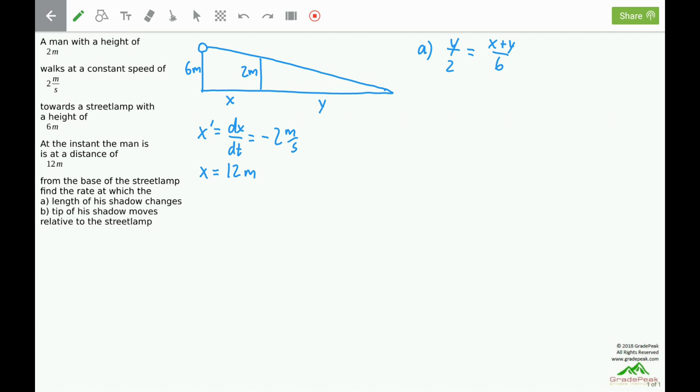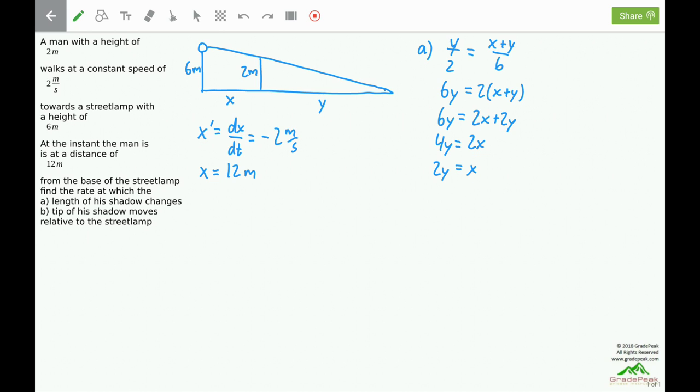Let's cross multiply. Multiply both sides by 6, so the 6 comes up to the left side. Multiply both sides by 2, so the 2 comes up to the right side. And this is also true. And we can distribute the 2 in, so we have 6y equals 2x plus 2y. We can subtract 2y from both sides, so we have 4y equals 2x. And we can even divide both sides by 2, so that we have 2y equals x. There's our simplified version of the related variables equation.